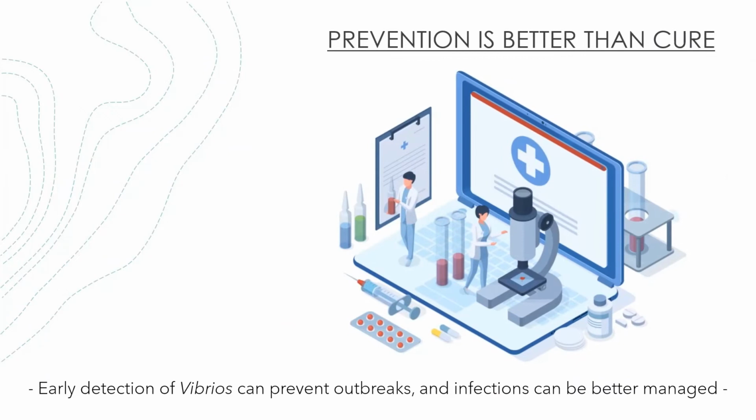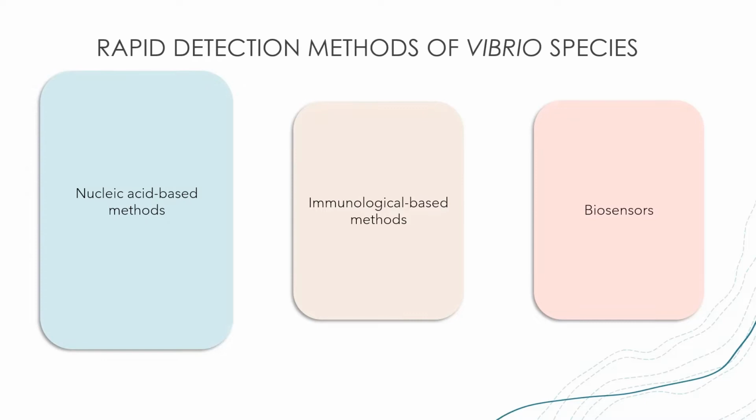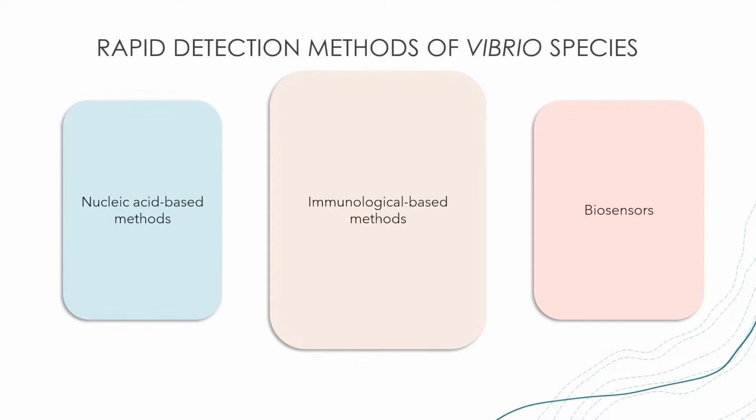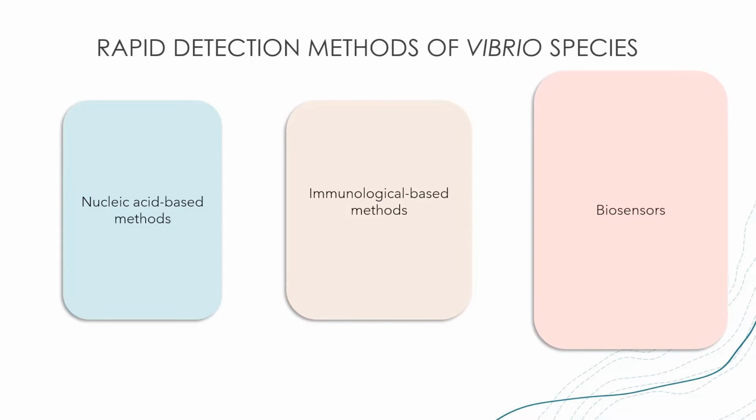Now, we all know that prevention is better than cure. Therefore, the early detection of these pathogenic Vibrio species could help us prevent outbreaks, and infections can be better managed at an earlier stage. This brings us to the next part of my presentation, which is the various rapid detection methods of Vibrio species. We have nucleic acid-based methods, immunological-based methods, and biosensors. I will be giving some brief examples for each category of rapid detection methods.